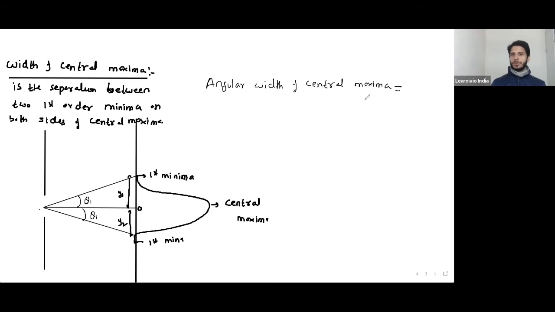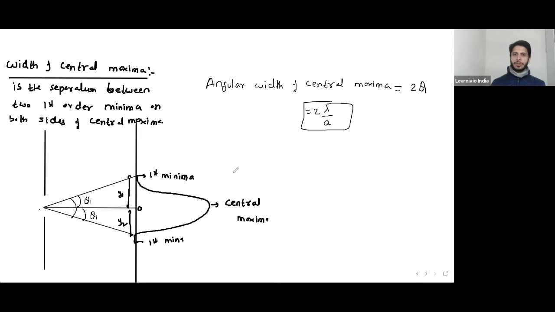So the angular width of the central maximum is twice theta 1. That means the angular separation of both first minima, theta 1 plus theta 1, is the angular width of the central maximum. You know that theta 1 is lambda by a. So the width of the central maxima is 2 lambda by a.